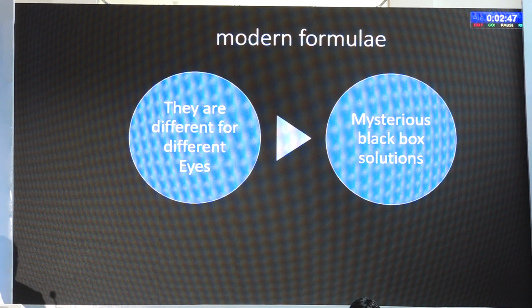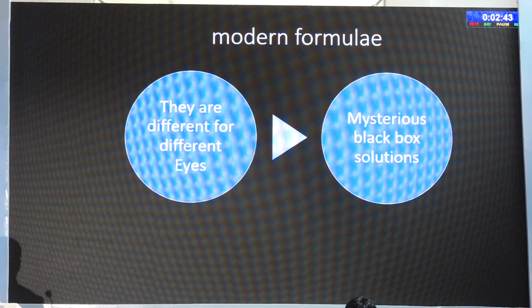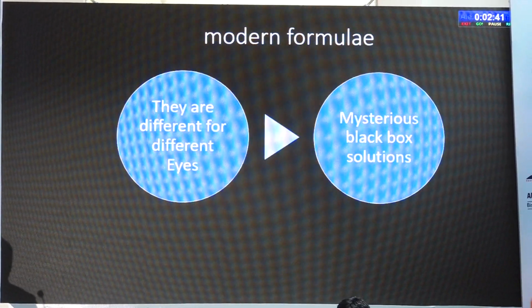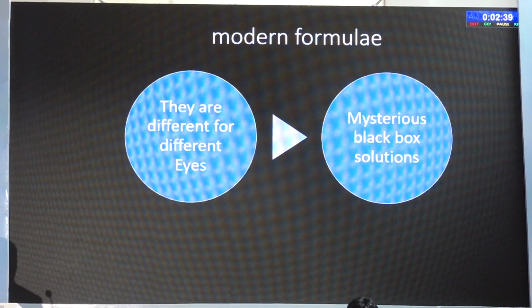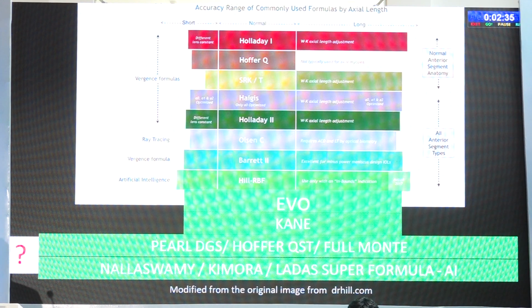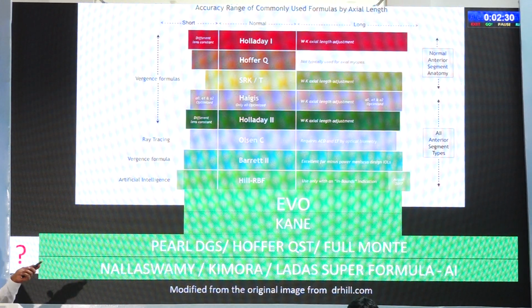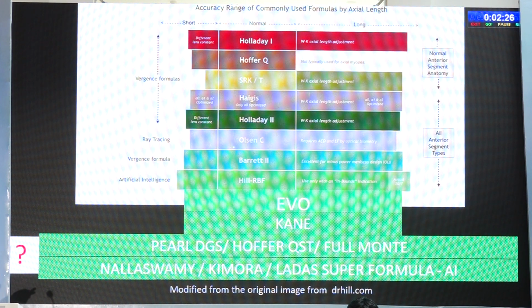The modern formulas are mysterious black box solutions. We have no idea what is happening. We just feed in the data online and something goes on behind that. They're using cloud-based computing, not a small computer in some particular lab. This is modified from Warren Hill's famous list of different kinds of formulas and the set of eyes which they are good with.